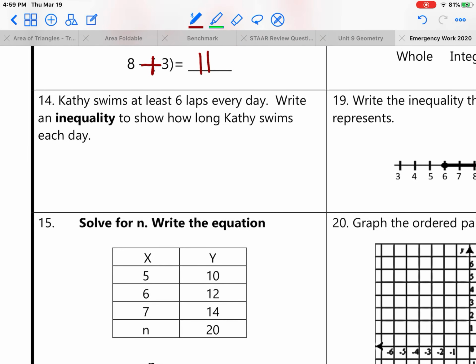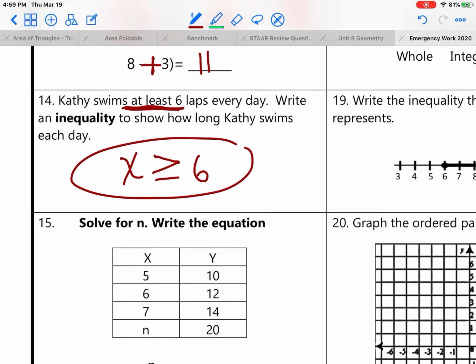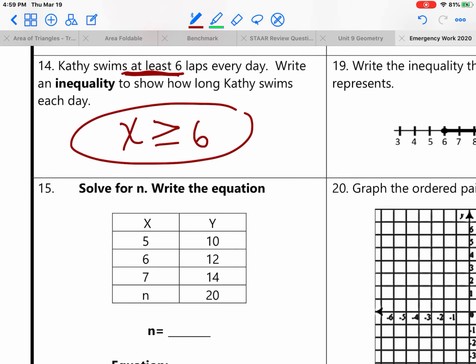Alright, number 14. Kathy swims at least 6 laps every day. Write an inequality to show how long Kathy swims each day. So if it's at least, that means it's greater than or equal to 6. And you always start an inequality with a variable. So your answer, x, is greater than or equal to 6.